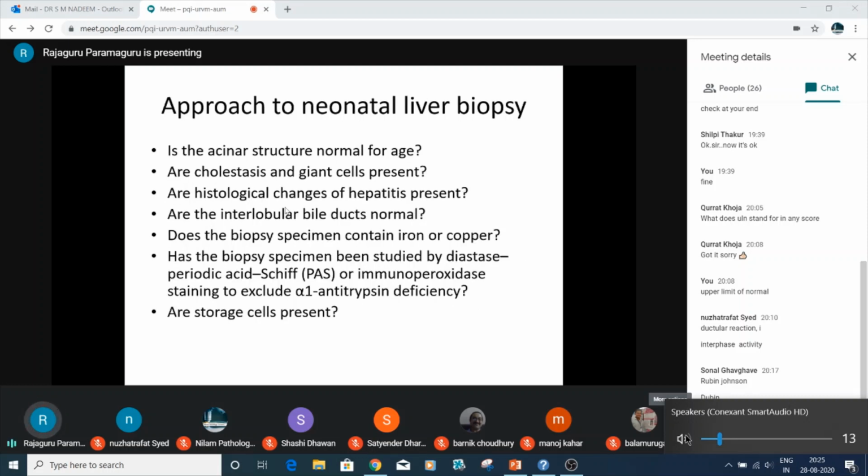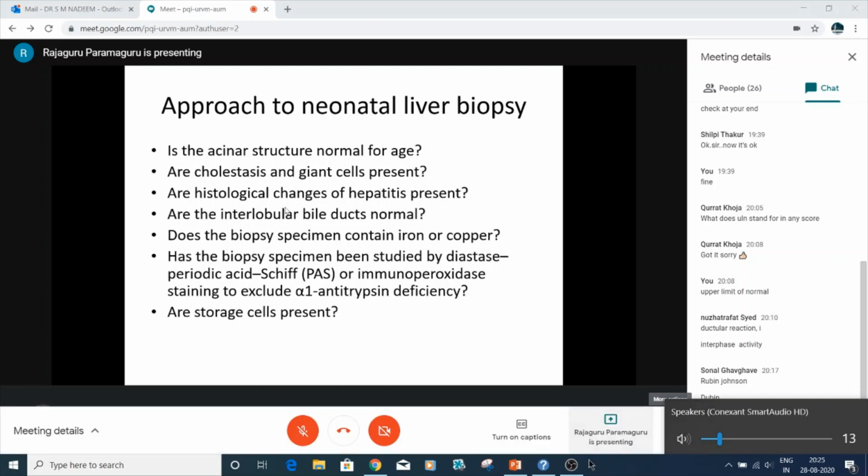So to approach a neonatal biopsy, I think I'll just skip this. I think we don't need this for now.